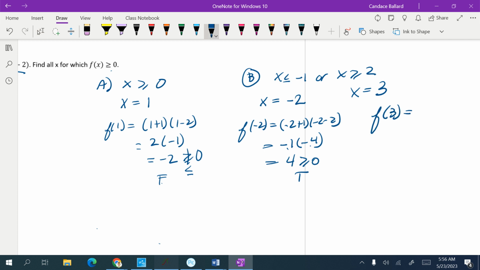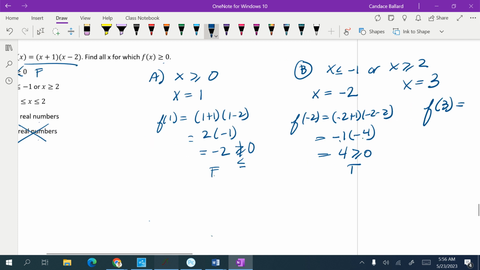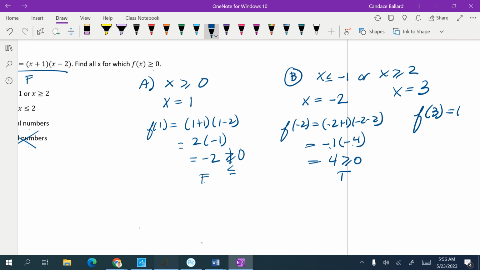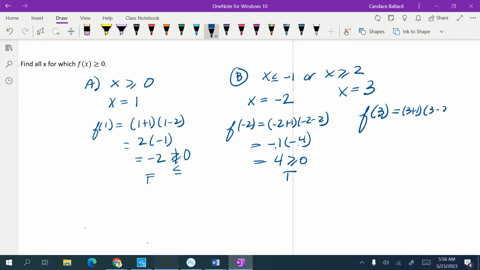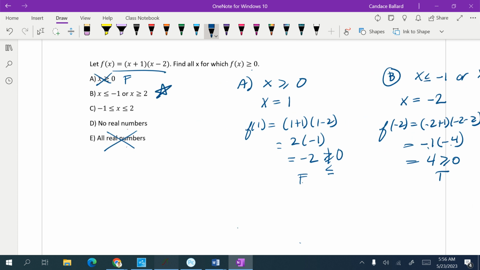So f of 3 equals (3 plus 1) times (3 minus 2). 3 plus 1 is 4. 3 minus 2 is 1. 4 times 1 is 4, which is greater than or equal to 0. So that is also true. So B is a really good possibility.